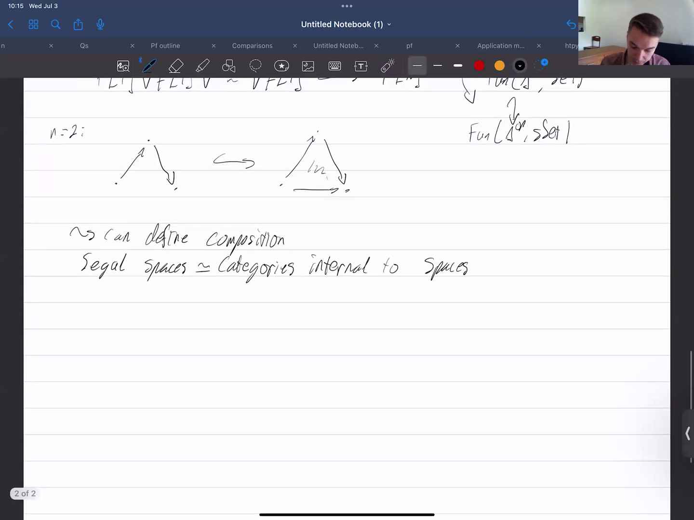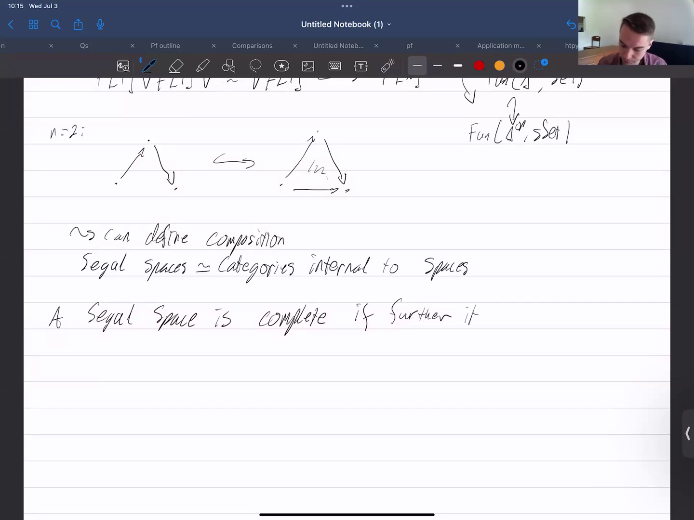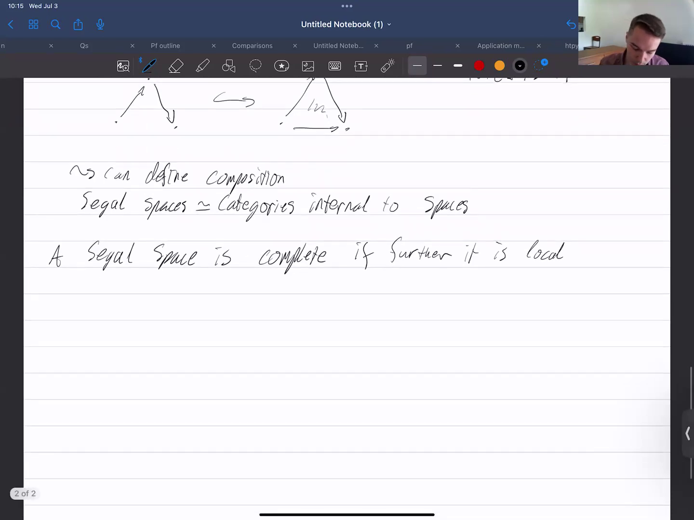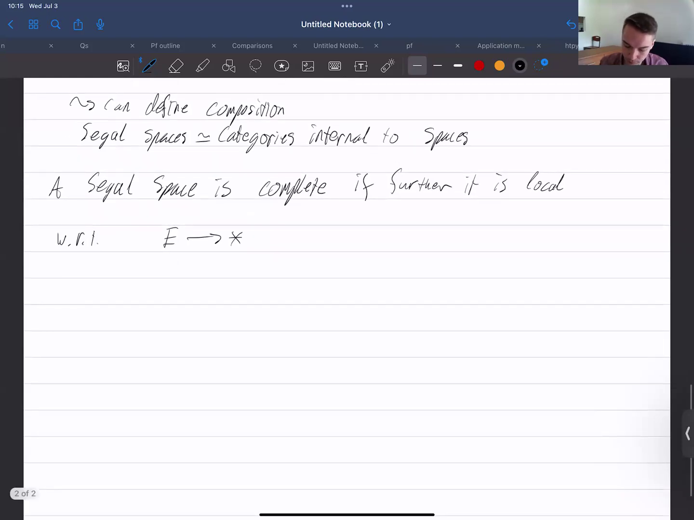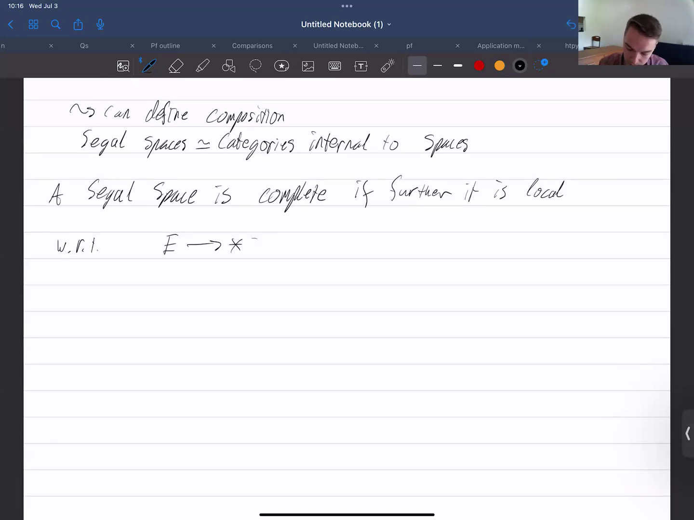Okay. And then a Segal space is complete if further it is local with respect to this map where we're taking this one particular object E and mapping it to a point. So the point is the same thing as the representable at the 0 simplex. Now, before I tell you what this E is, let me discuss what the implications of being local with respect to this map are.